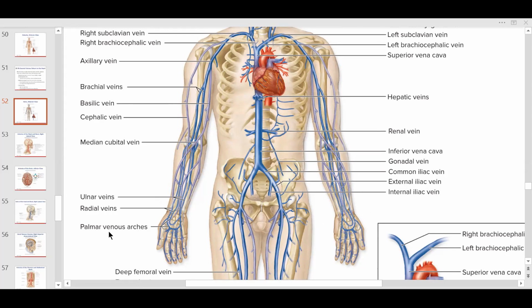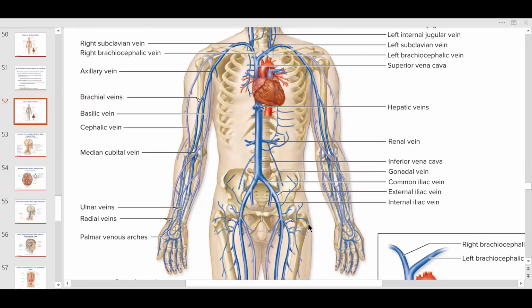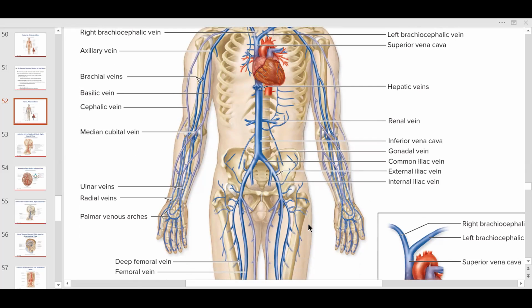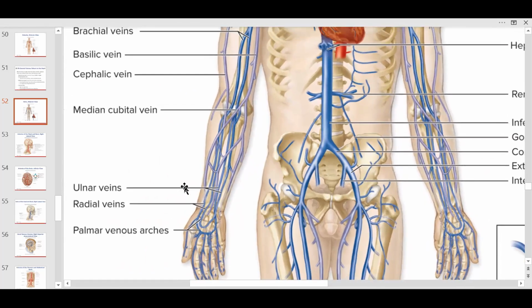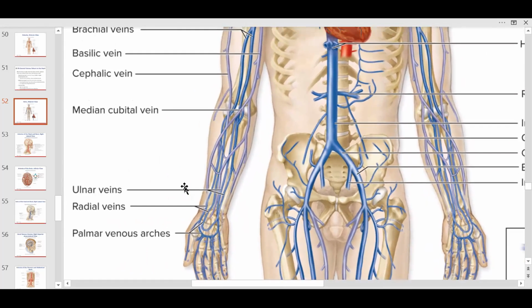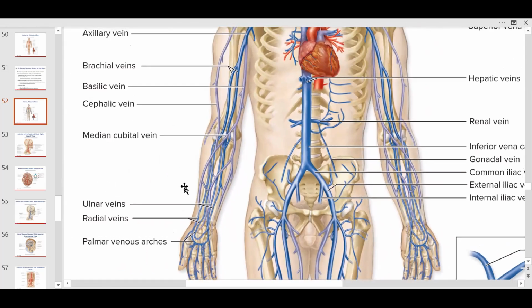So you have your palmar venous arches, which are draining the hands and fingers, and go through your checklist, see if you have to know anything more, and we'll go through it in this PowerPoint. So the radial veins are going to be on the thumb side where the radius is. The ulnar veins are going to be more on the medial side where the ulna is. Then we have the median cubital vein right here. That's a good picture of it right there.